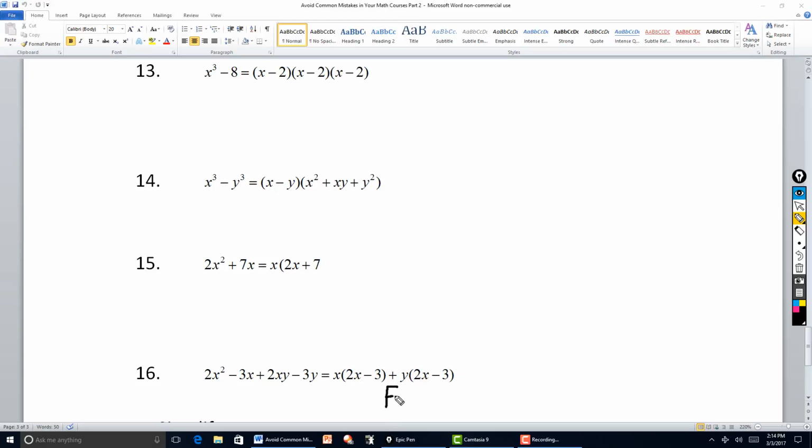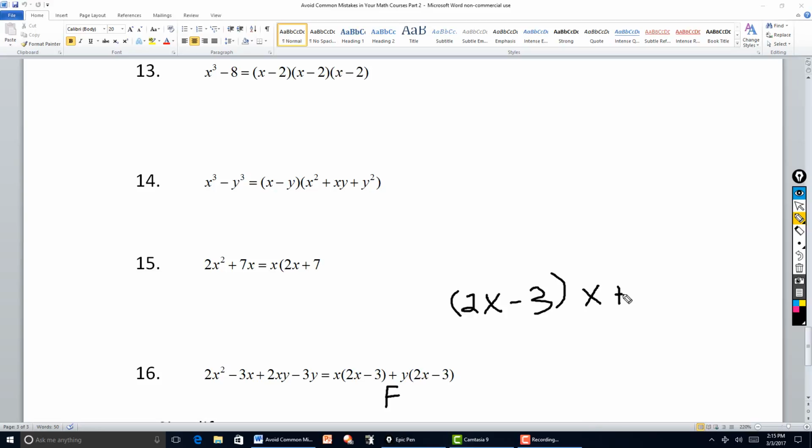So look at the x and the 2x minus 3 and the y and the 2x minus 3 as 2 terms, and they have a factor of 2x minus 3. So take out the 2x minus 3. Just like over here, number 15, the 2 terms had a common factor of x, so we took that out. So in this case, we're factoring out 2x minus 3. Take out the 2x minus 3, and what are we left with? x plus y.